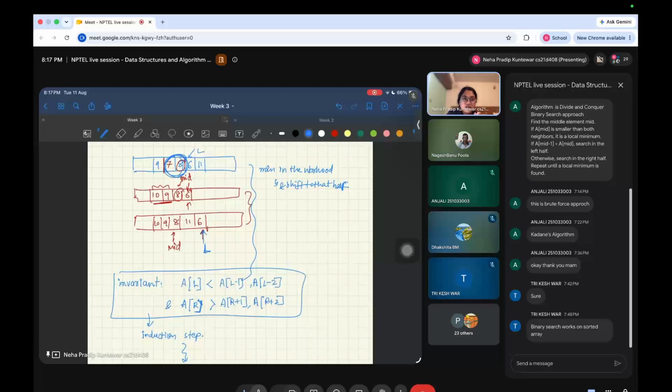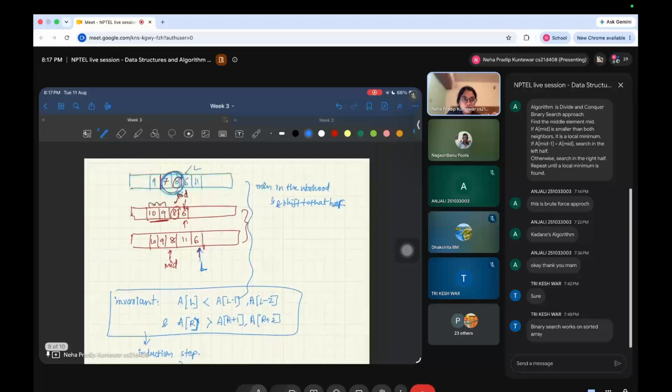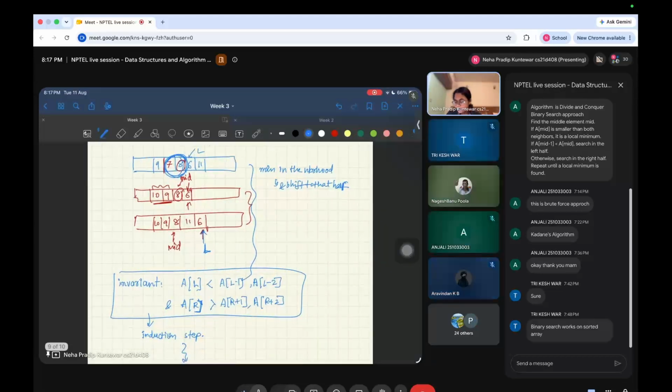So is the idea fine? I have not written this up fully, but is the high level idea fine?